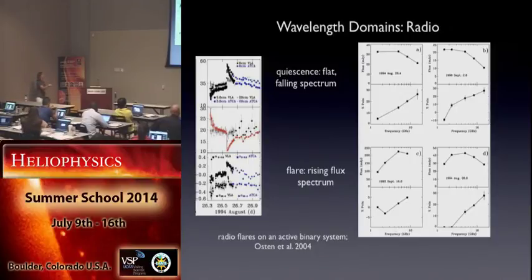And these curves are the different spectral indices varying with time, showing that you start out initially being optically thick during the rise phase of the flare, and then you're transitioning back to optically thin conditions during the decay phase of the flare.